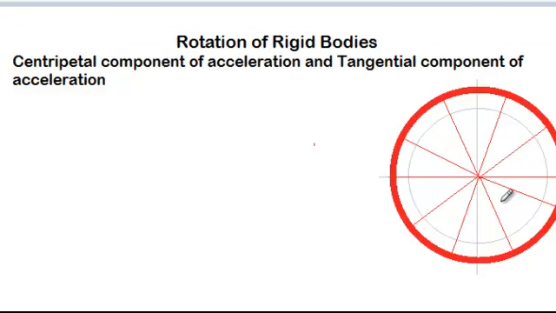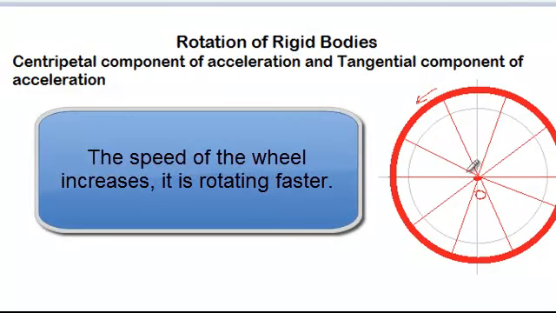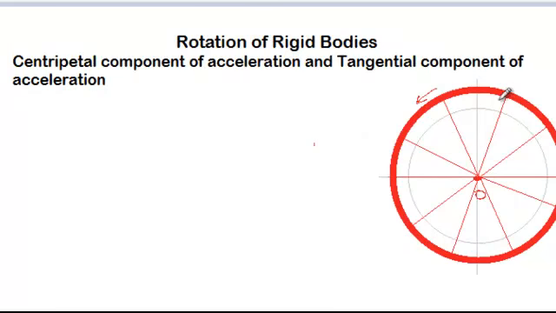Here we have a rotating body, say a wheel like this, that rotates about a fixed axis passing through this point O. Now, as this body rotates, you can see that each particle on the body is following a circular path. Let's say the speed of this wheel increases. The wheel starts rotating faster. Obviously there has to be some force that speeds up the body, but currently we are not talking of that force. We're talking of the acceleration of this rotating body.